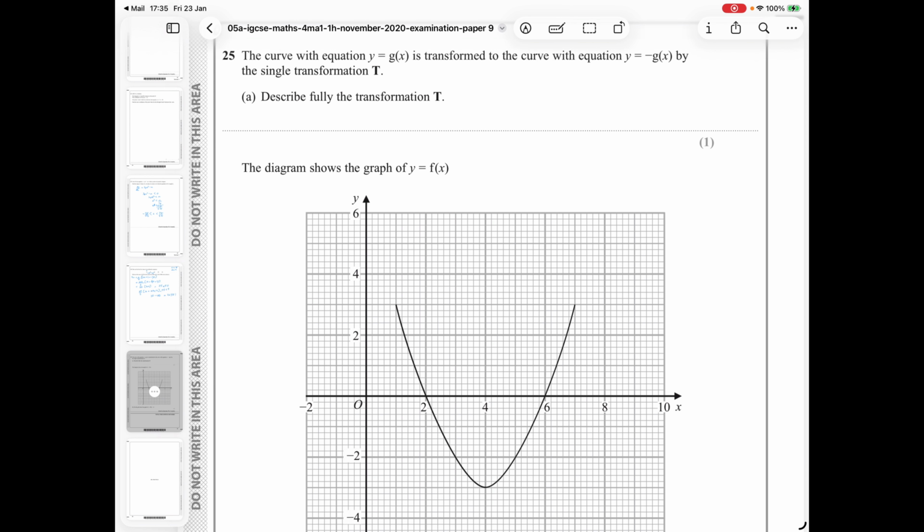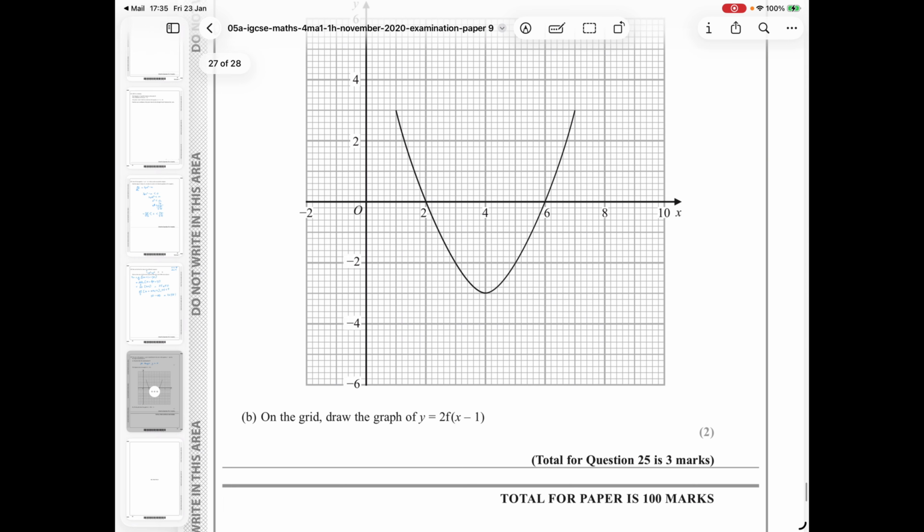The curve with the equation y equals g(x) is transformed to the curve y equals minus g(x) by a single transformation. Describe fully the transformation that you would have to do. So for that, I think it's a reflection in the line y equals 0. So it's flipping it.